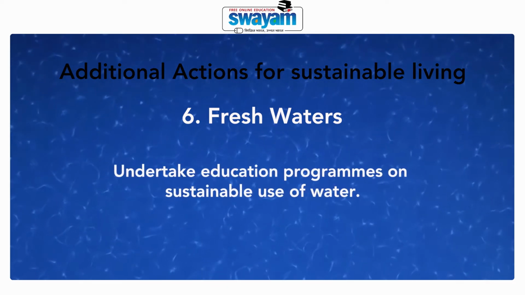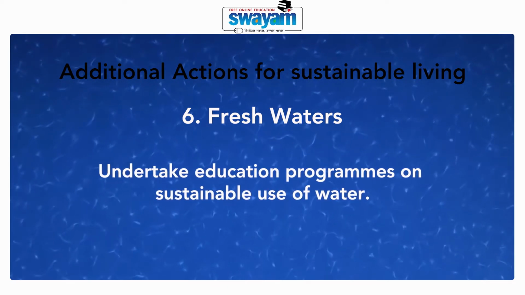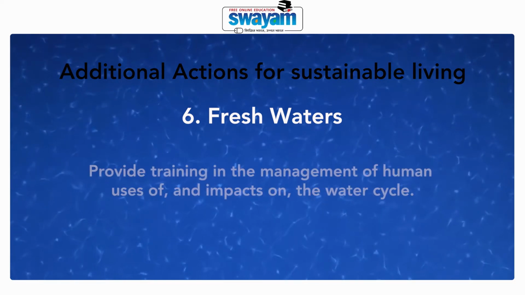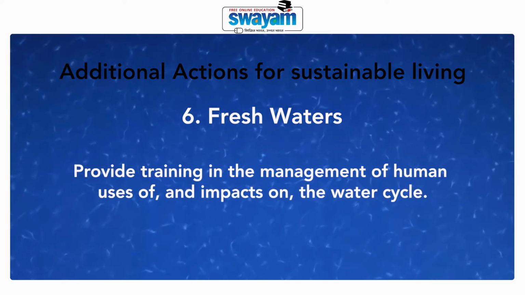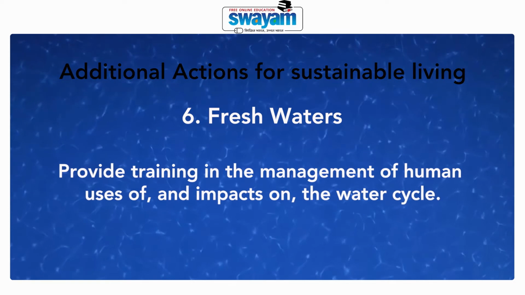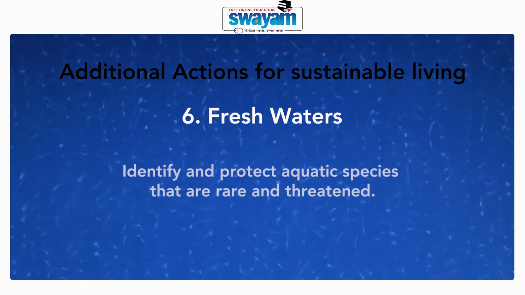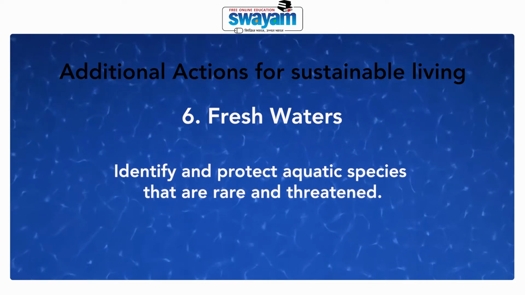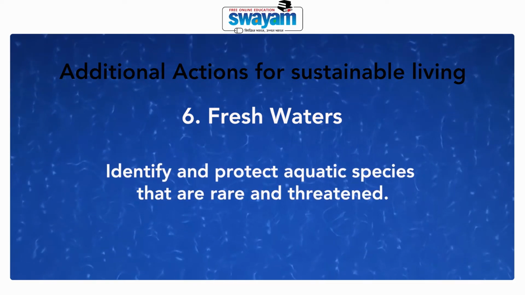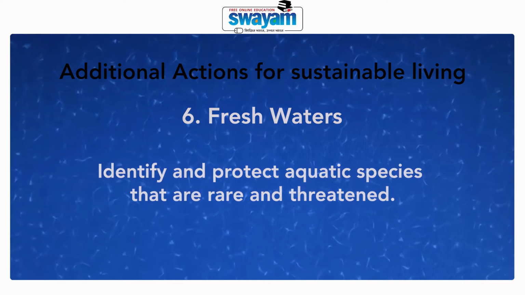Education programs on sustainable use of water have to be undertaken, and training in the management of human uses of and impacts on the water cycle have to be provided, while identifying and protecting aquatic species that are rare and threatened has to be undertaken.